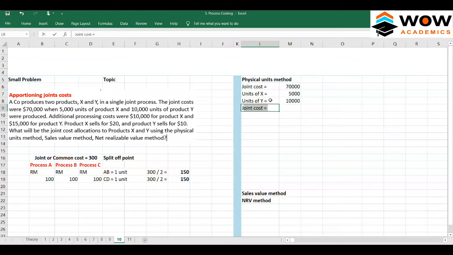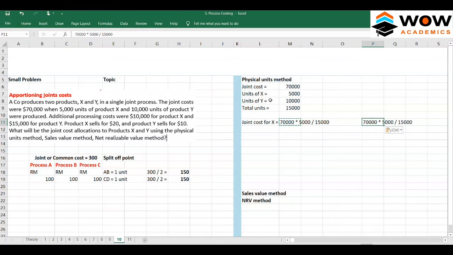So joint cost for X would be like this. I think first, before that, we have to find out the total units. Total units would be this number added to this number. So total units is 15,000. So the joint cost for X will be 70,000 into, we have to find out 5,000 divided by 15,000. So that's about the first one.